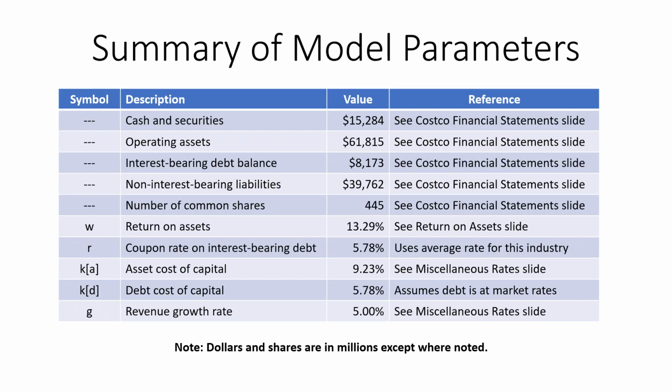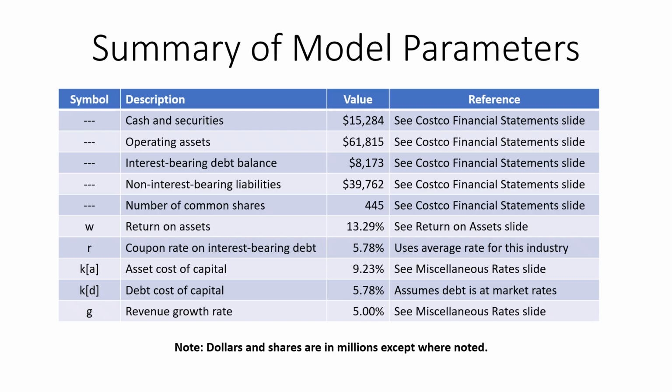So now we're at the point where we want to actually value the shares of Costco. We want to take a look at all of our model parameters from the previous slides and just summarize them. The first five items come from the Costco financial statements, and the value of Costco is going to be the value of all of those items added up. Obviously, the value of cash and securities is going to be a positive. The value of operating assets is going to be a positive. The value of interest-bearing debt is going to be a negative. And surprisingly, the value of non-interest-bearing liabilities is going to be a positive.